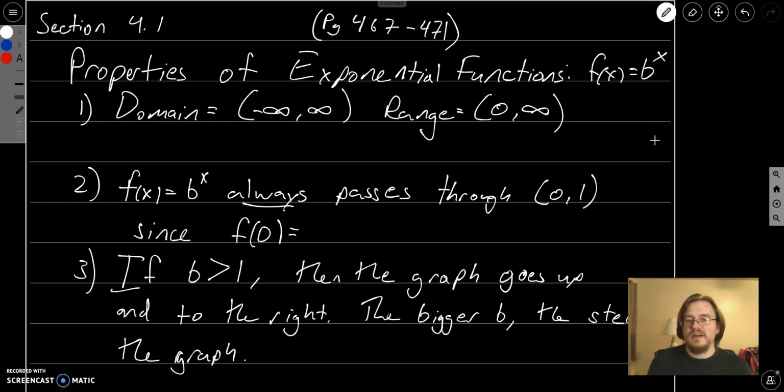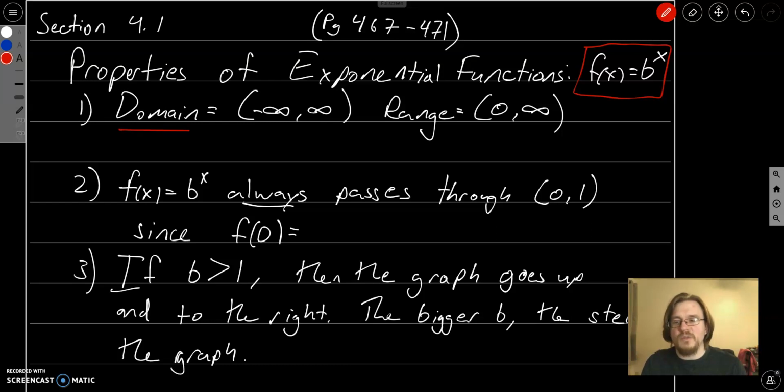Hello and welcome back. We'll continue looking at exponential functions in this video. So an exponential function is a function that looks like b to the x power, where b is going to be a positive number and it's not going to be the number 1. So let's look at a couple of the properties or characteristics of the exponential function.